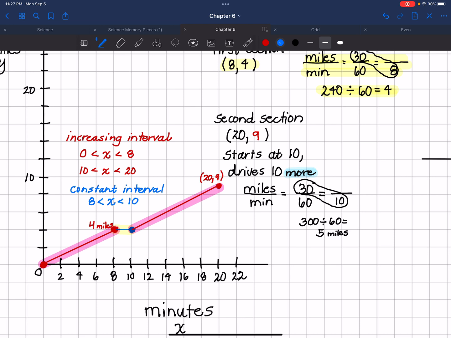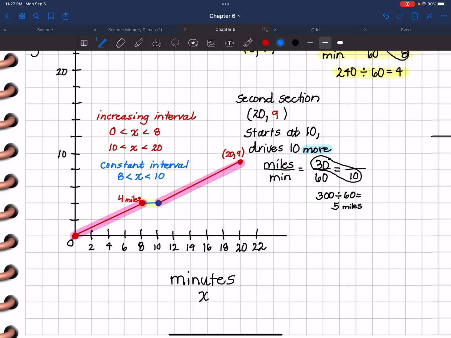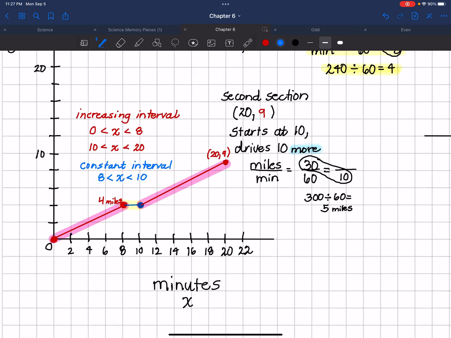Okay. So you can't just say that from 0 to 20 minutes is an increasing interval, because it isn't. There was that period of time when she was sitting still. And you see how that interrupted the slope. I can't use rise over run like I can in a graph where the slope is constant. So we would say that this slope is not constant.